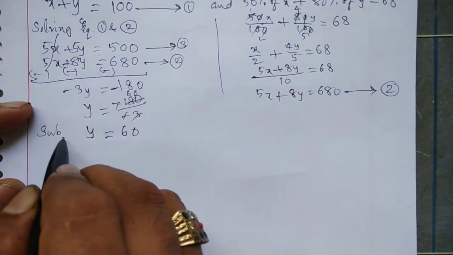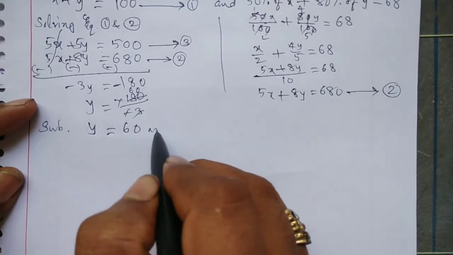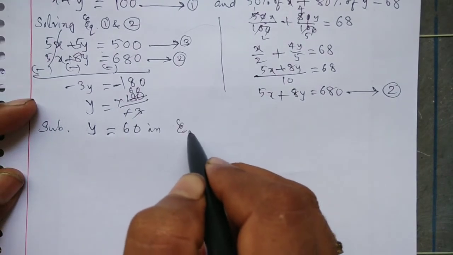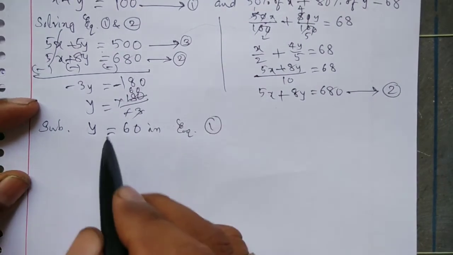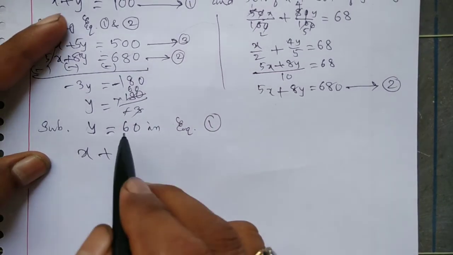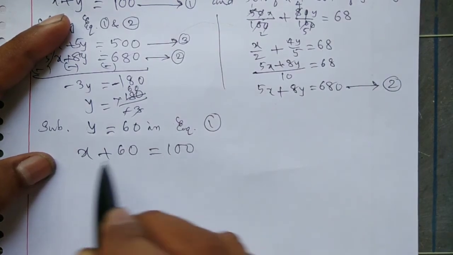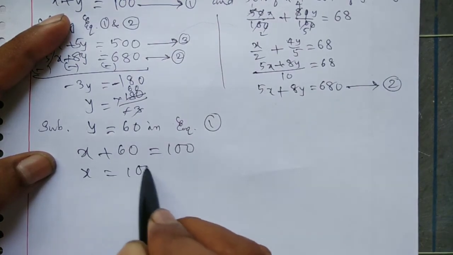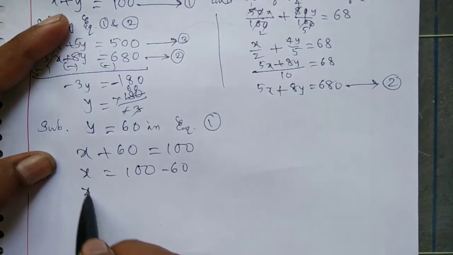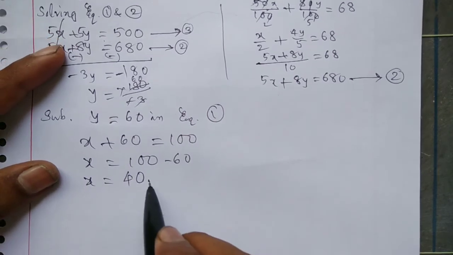Substitute y is equal to 60 in equation 1. x plus y, in place of y we substitute 60, is equal to 100. x is equal to 100 minus 60, x is equal to 40 ml.